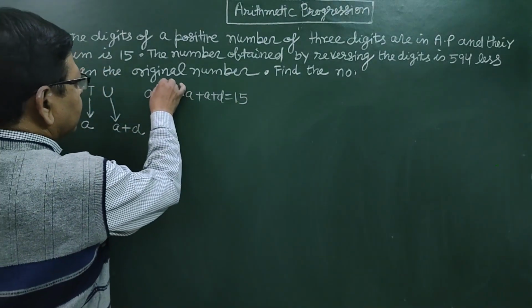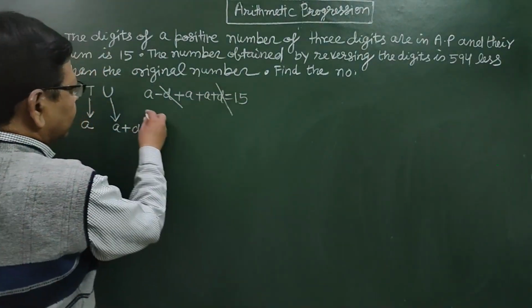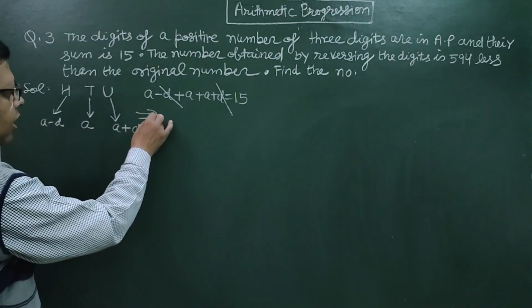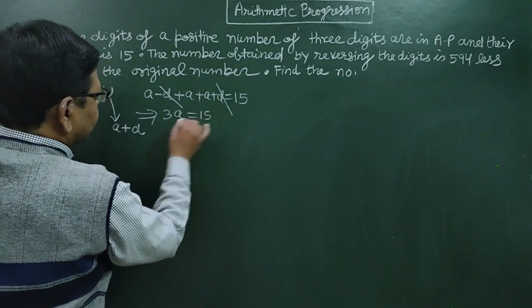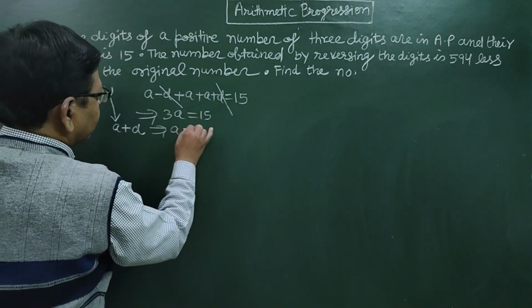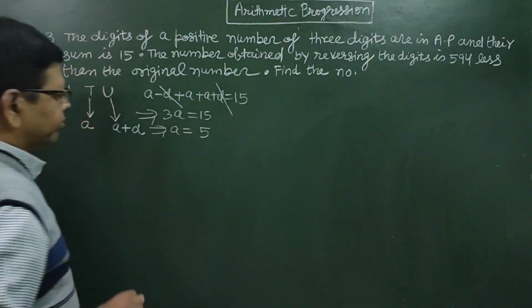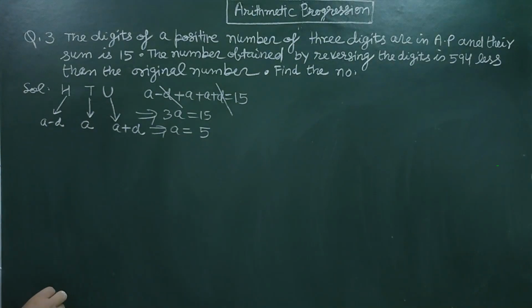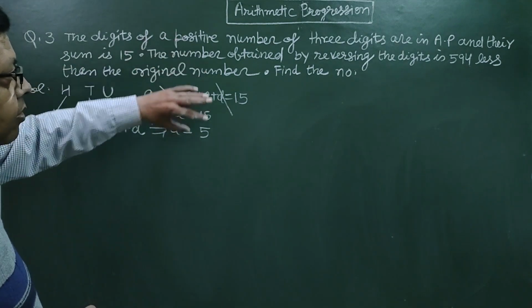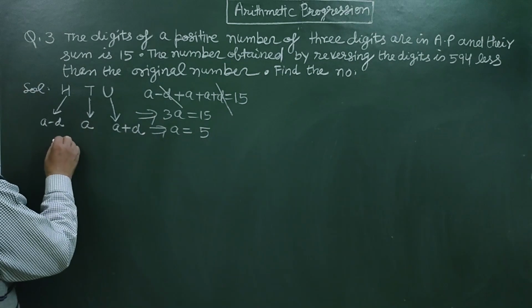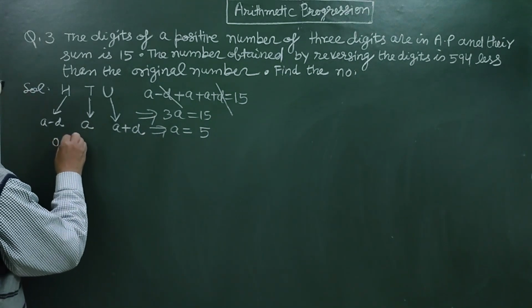So if we solve it further, d and d is cancelled and we get 3a is equal to 15, which gives a is equal to 5. The value of a is equal to 5. Their sum is 15. The number obtained by reversing the digit. First let us form the original number.